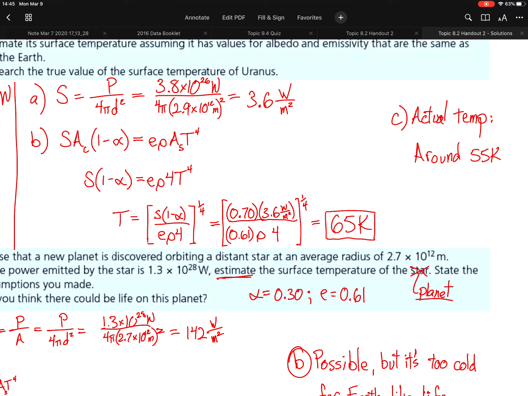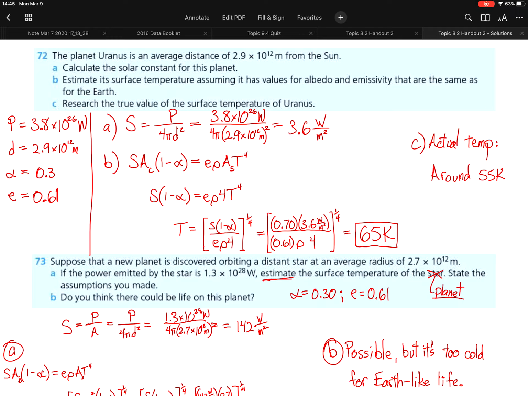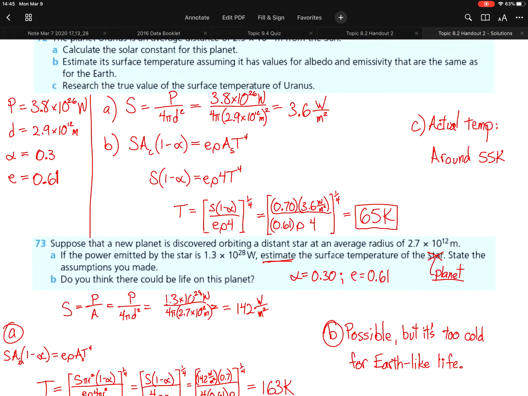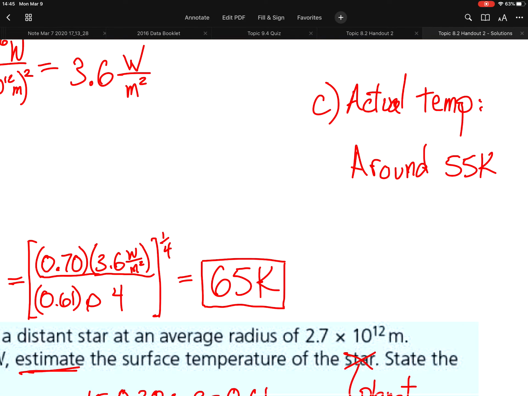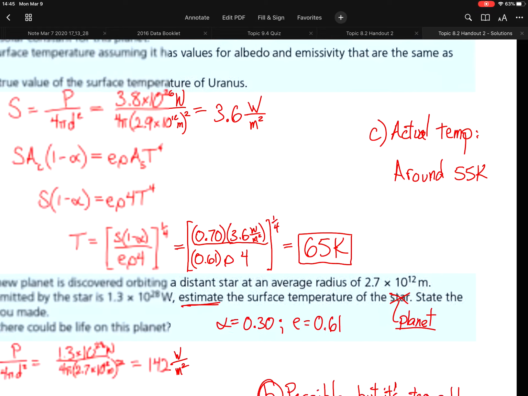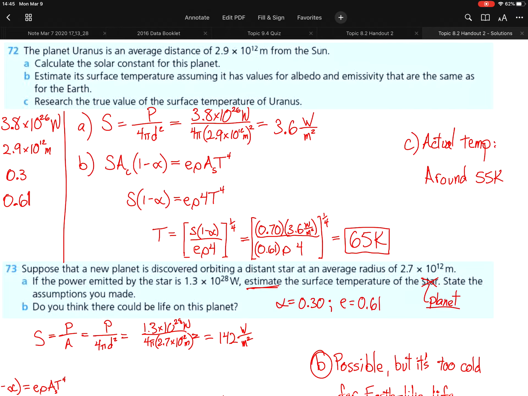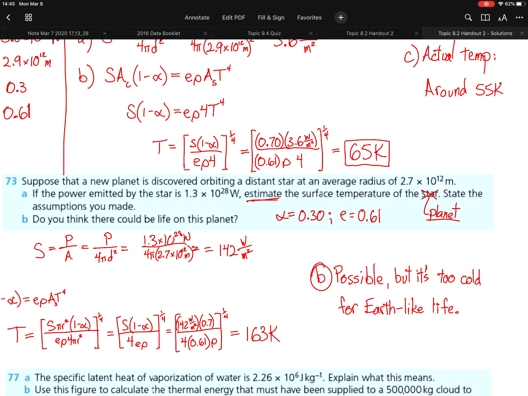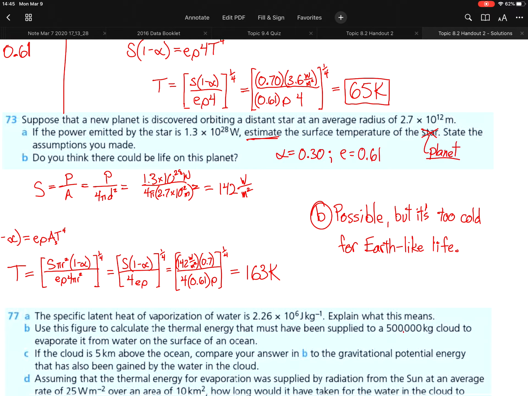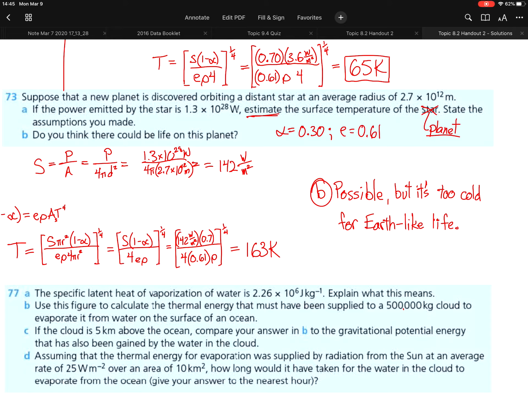Its actual temperature is about 10 Kelvin smaller than this value, which probably indicates that it has a different value for both albedo and emissivity, which would make sense because it's a totally different planet. So not really surprised there, but this is pretty good rough work. We're only 10 Kelvin off, which is interesting. So we did have to make some assumptions here, and that is okay in physics. Sometimes you have to do that.